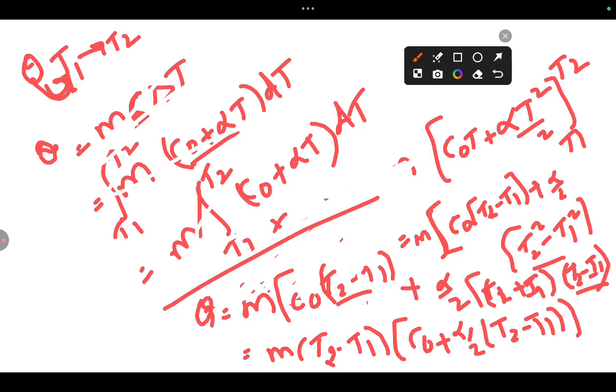So that is the option number, I made some mistake. Here I took T2 minus T1 common, so the other factor will be T2 plus T1. So Q equals M of (T2 minus T1) times (C naught plus alpha by 2 of (T2 plus T1)), and that is the 78th question's answer, option T.